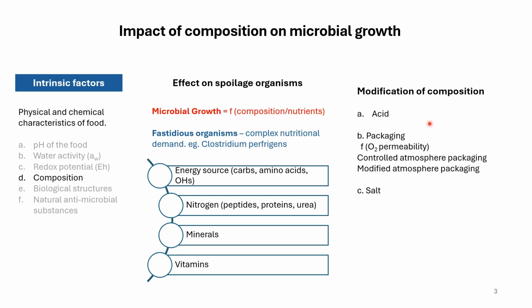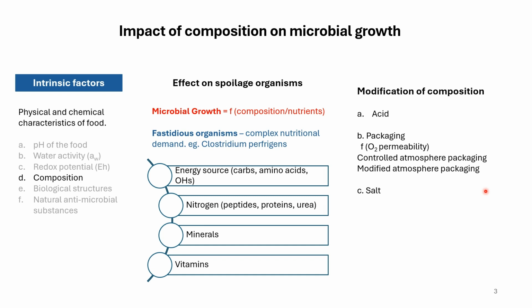By modifying the composition. The first is by addition of acids. Addition of acids results in reduction of pH, and we have seen previously that microorganisms can grow only within a specific pH range. The second one is by modifying the atmosphere in which food is packed. So you have several ratios in which gases are combined in order to extend the shelf life of your product. That can be modified depending on what kind of product you're packing.